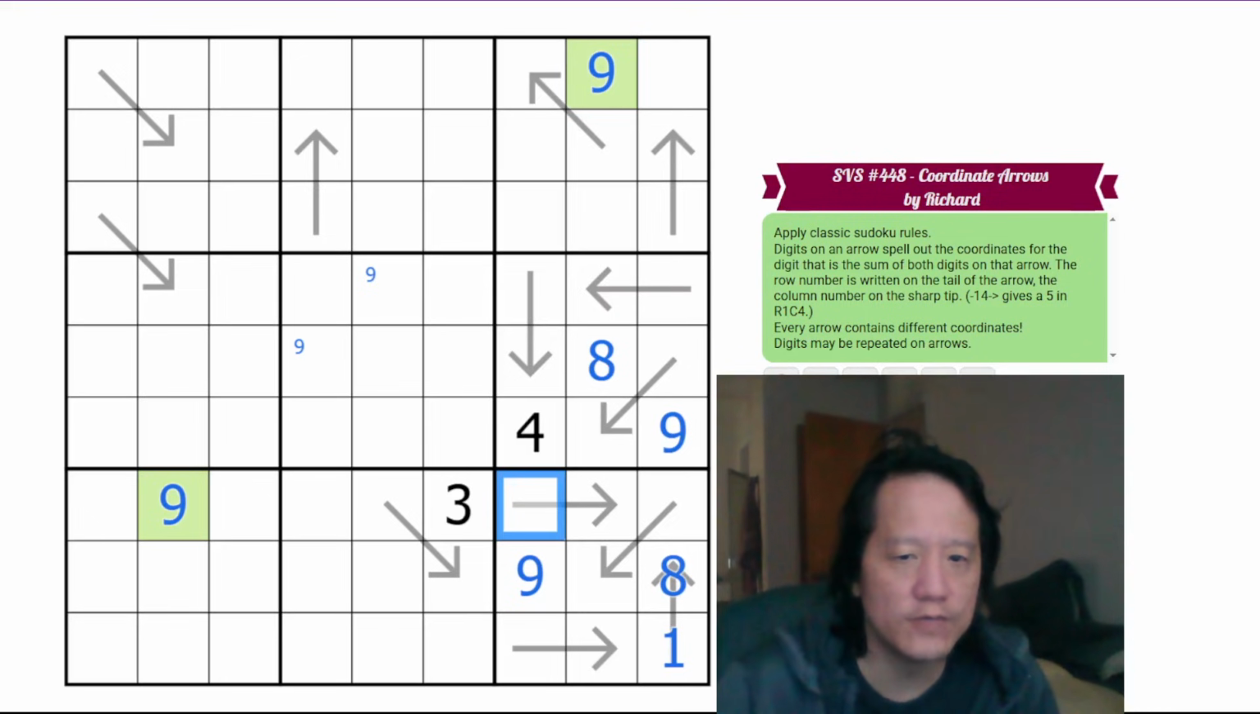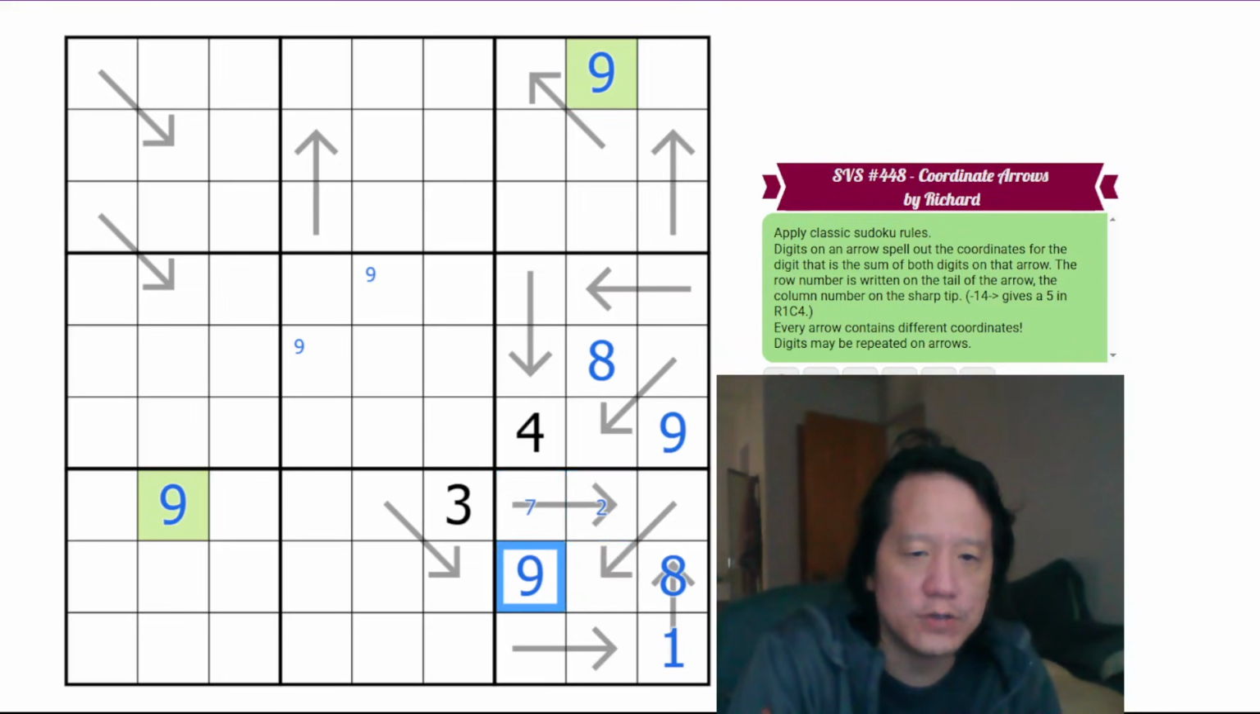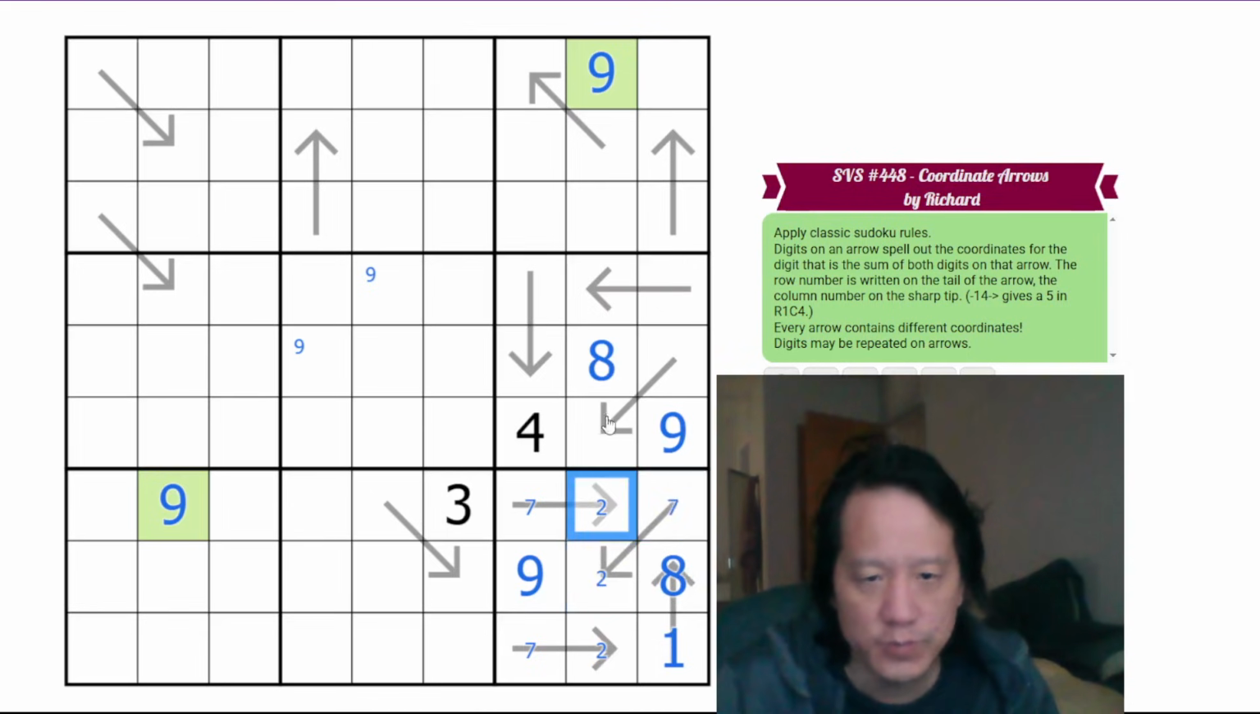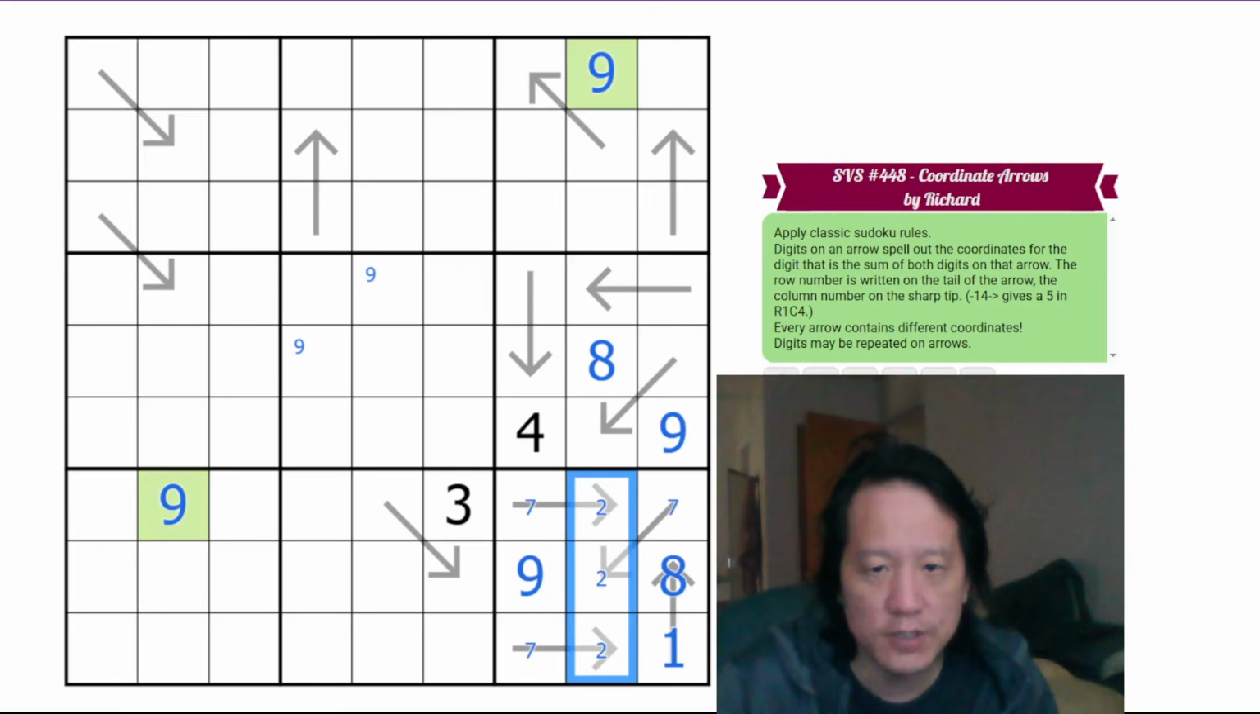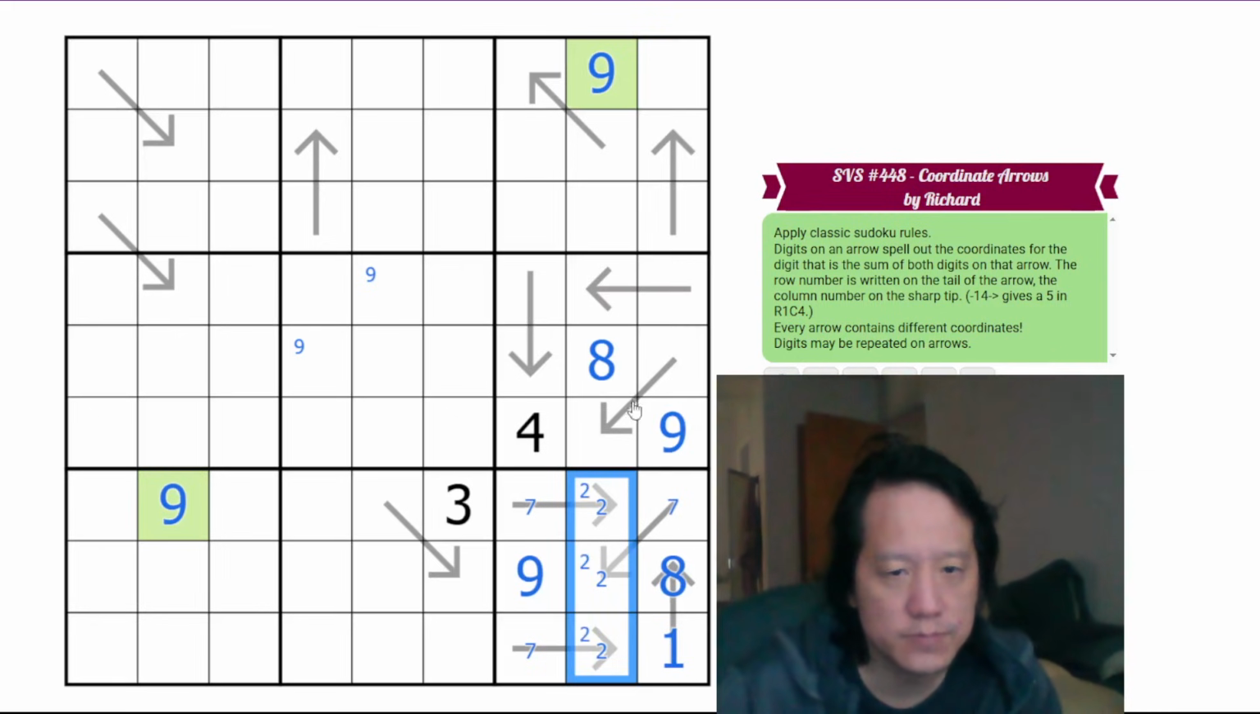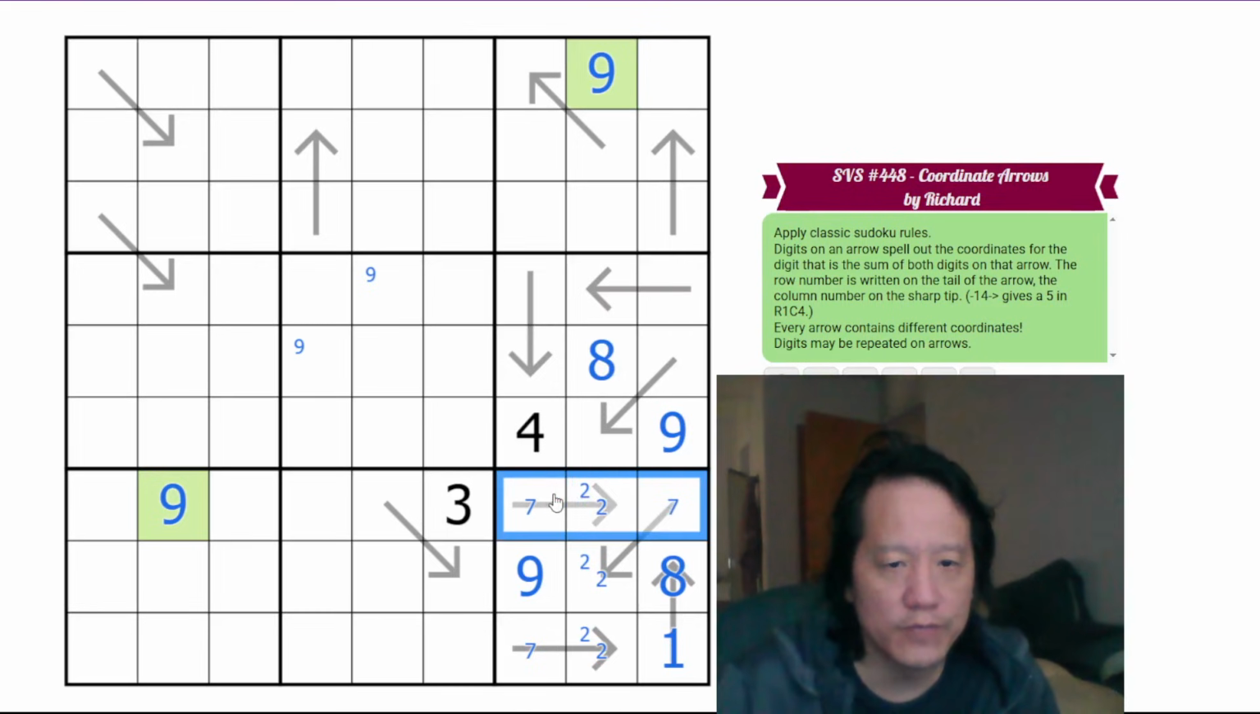So we could have 7 here and 2 here, 7 here, 2 here, or 7 here, 2 here. So 2 has to be one of these 3. We have 3, 4, and 6.